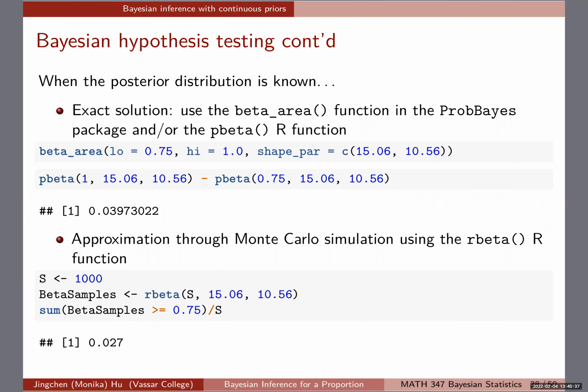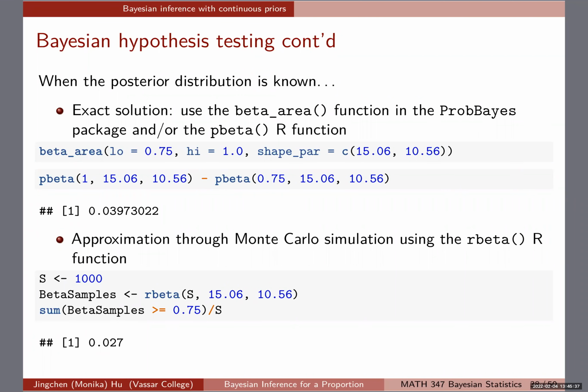And then we're trying to summarize in the posterior, or among all of the draws that we have, how many of them are greater or equal to 0.75. And we do that as a proportion, and then it will be an approximation to the true probability between 0.75 and 1. Okay, so with that, I have a few lines of code over here.